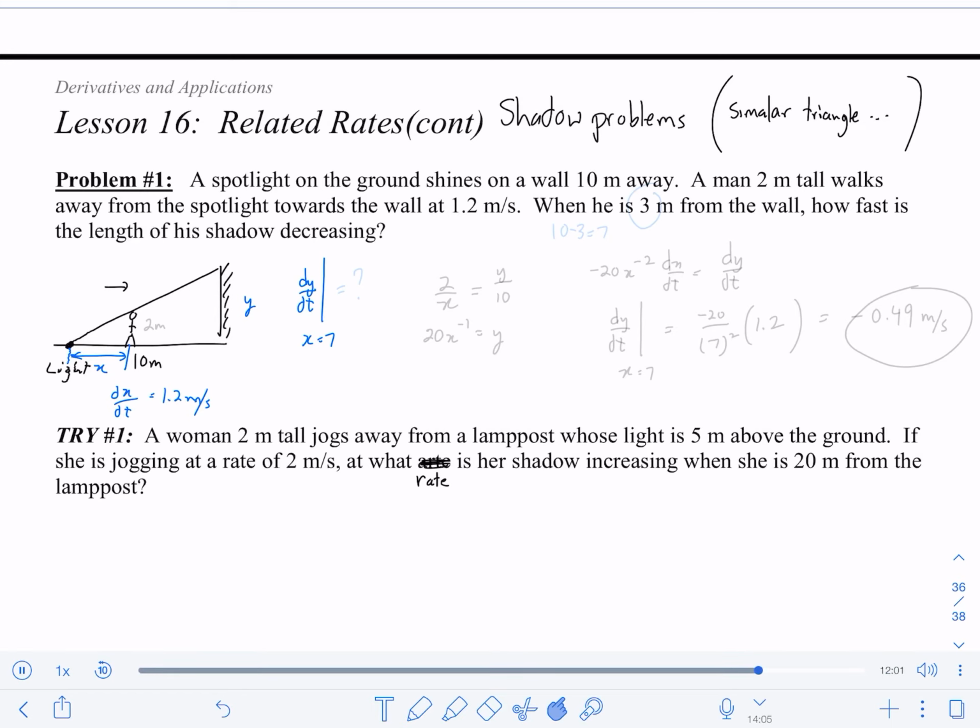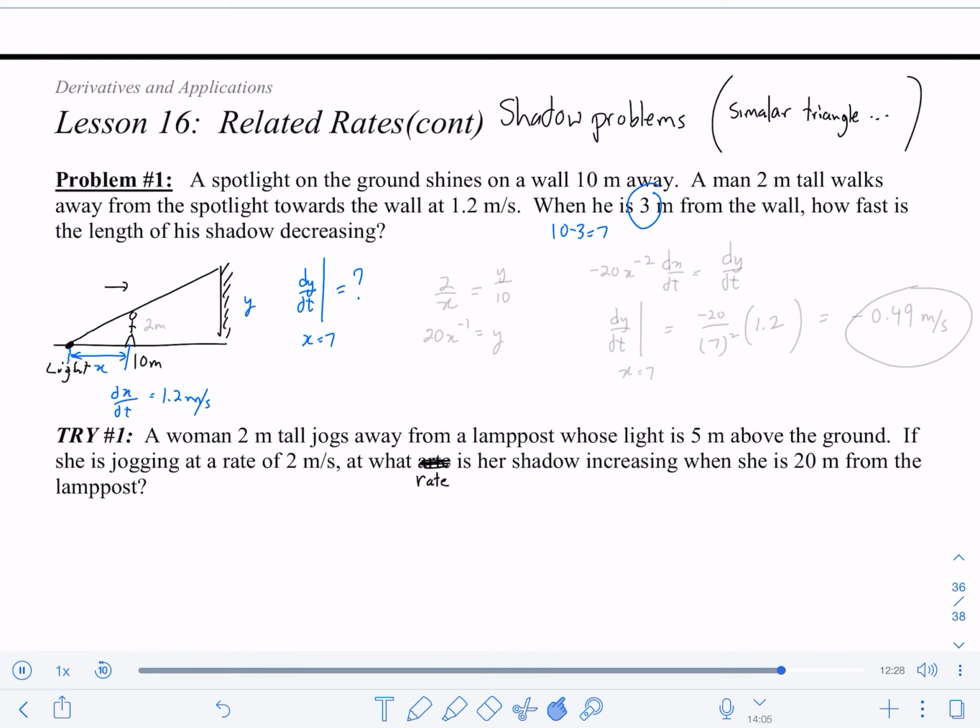Now you might look at that for a moment and say, what do you mean x is 7? Well, when he's 3 meters from the wall, 10 minus 3 is 7. So the x would be 7. And this is what we're trying to find. Okay, and so the next thing we need to do after drawing a picture and stating our rates is we need an equation that's going to connect these things.